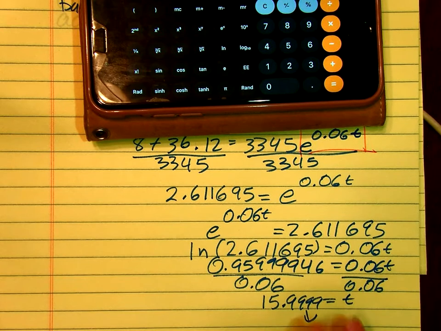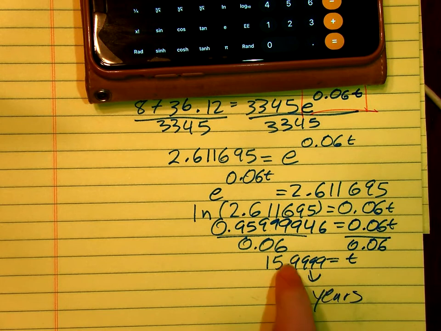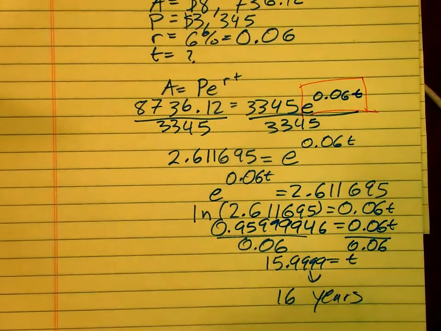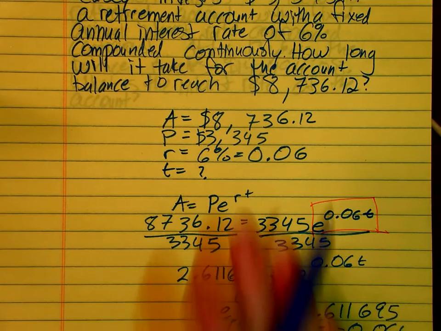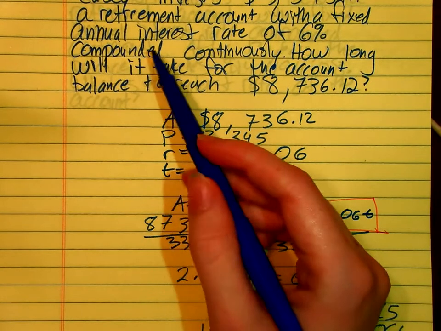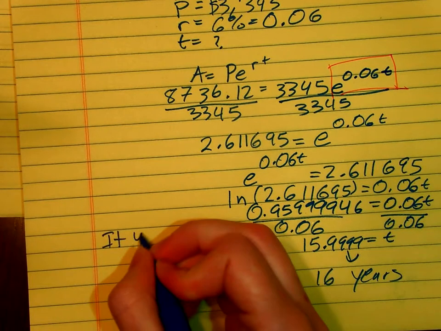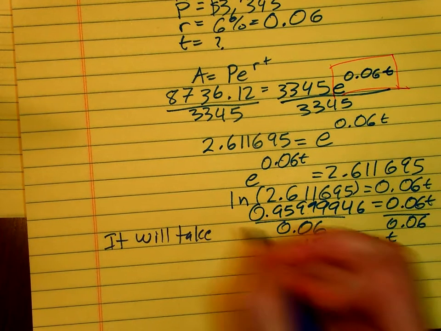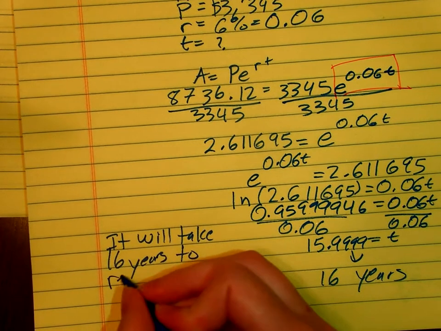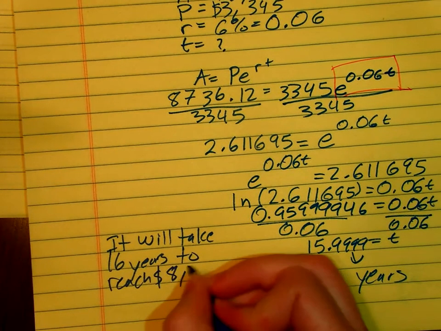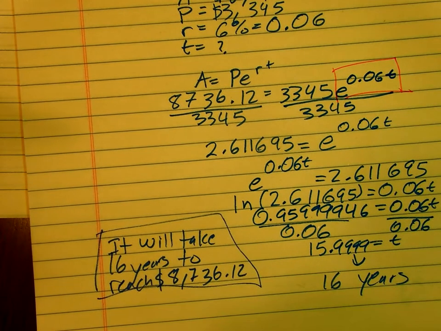That rounds up to how many years? 16 years. So if you see again the 0.999 blah blah blah, just go ahead and round it up. That's basically what it means. Now let's put it back into the context of the problem. How long will it take for it to reach that amount? It will take 16 years to reach $8,736.12. There's your beautiful sentence.